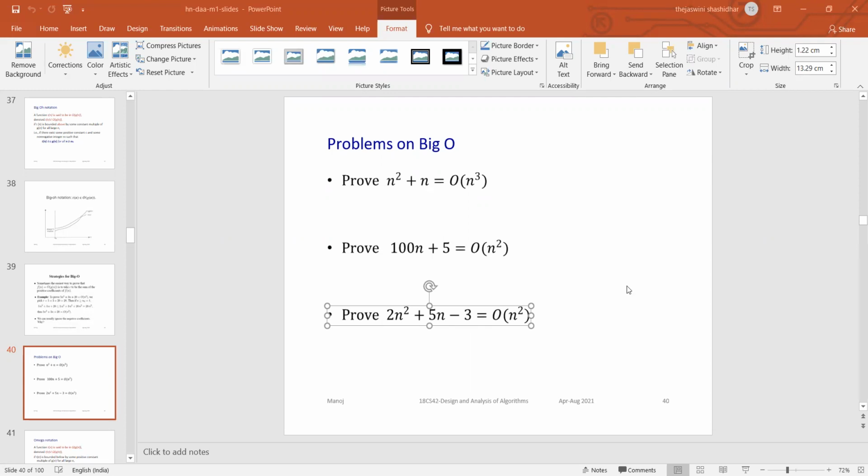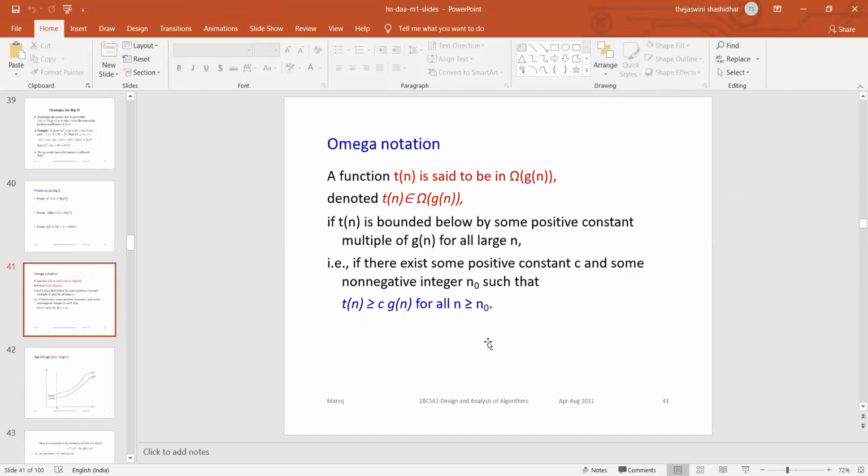So finally, when you go with the value, which is the highest degree you are having? N square. That's why you can prove easily it is big O of n square. Okay. So that is up to big O notation.